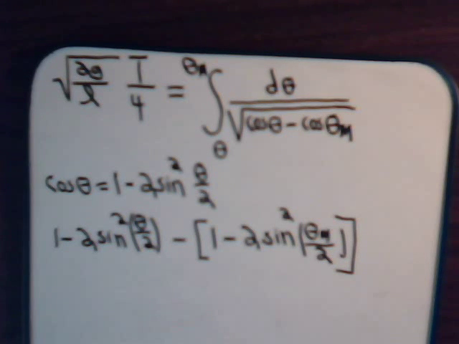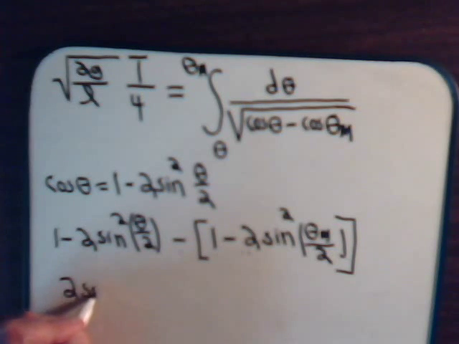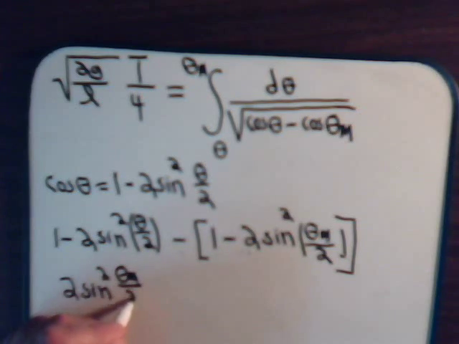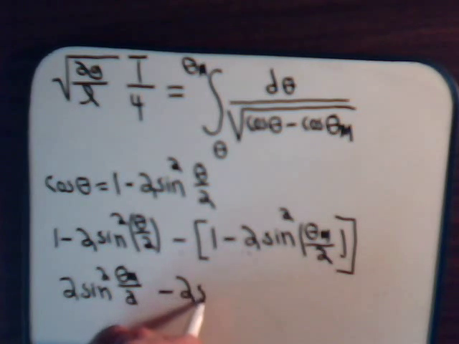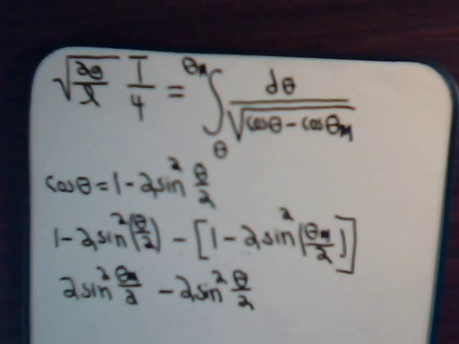So let's see how this works out. We have 1 minus 1 minus negative 2. This becomes positive. So we have 2 times the sine squared of theta m over 2 minus this negative term, 2 times the sine squared of just theta over 2. Remember, theta m, that was our maximum angular displacement for the pendulum.